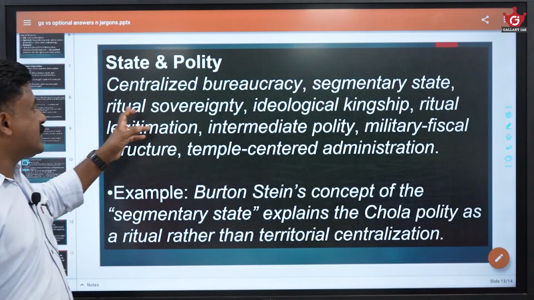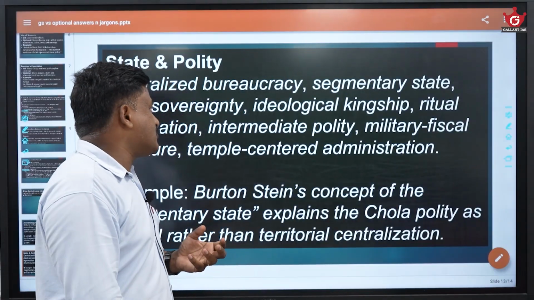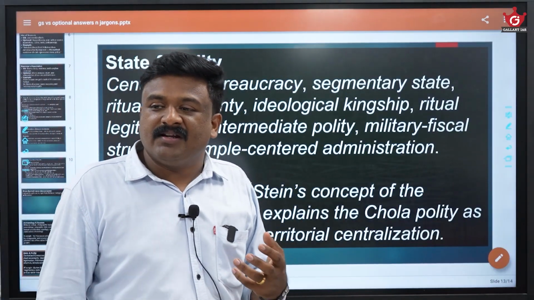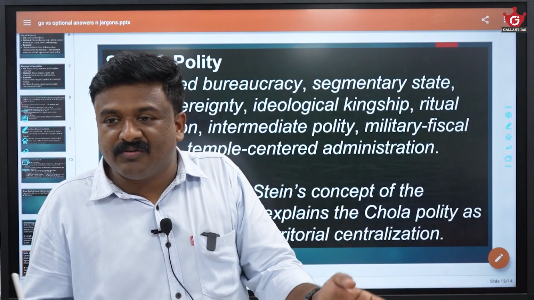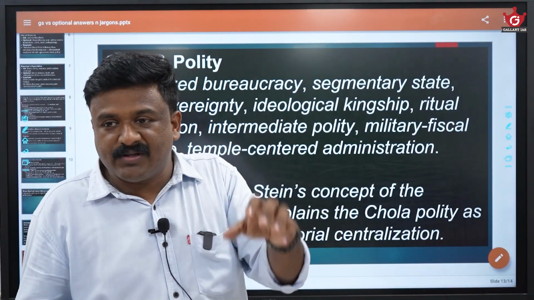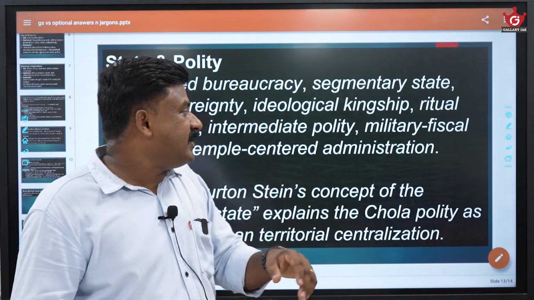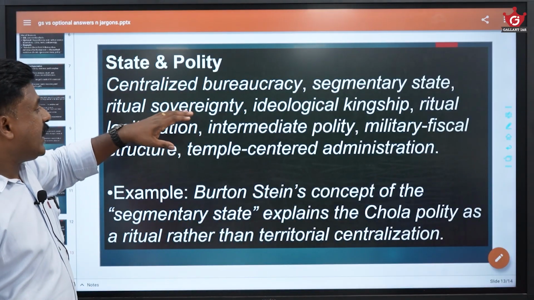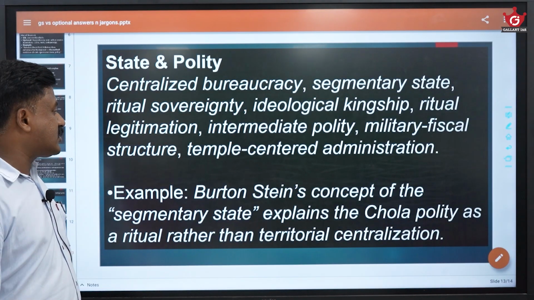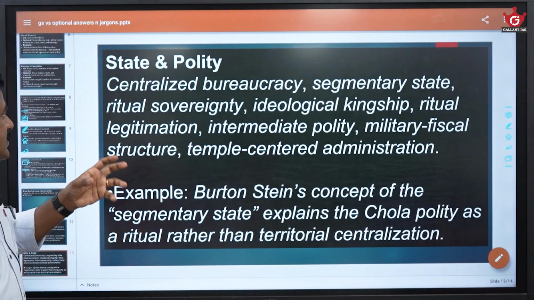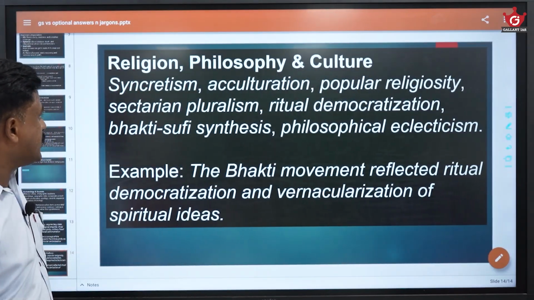See, for state and polity, there is a term called centralized bureaucracy. Segmentary state: the central administration divided into segments, I mean the regional powers are autonomous even though central power is there, and central power is kind of a ritual power. Yes, ritual sovereignty, ideological kingship, ritual legitimation, intermediate polity, military fiscal structure, temple centered administration. These are some essential jargons or keywords we use in state and polity of ancient India.